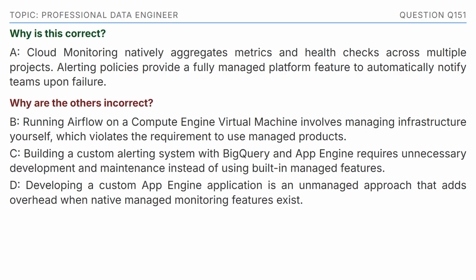Why are the others incorrect? B. Running Airflow on a Compute Engine virtual machine involves managing infrastructure yourself, which violates the requirement to use managed products. C. Building a custom alerting system with BigQuery and App Engine requires unnecessary development and maintenance instead of using built-in managed features. D. Developing a custom App Engine application is an unmanaged approach that adds overhead when native managed monitoring features exist.